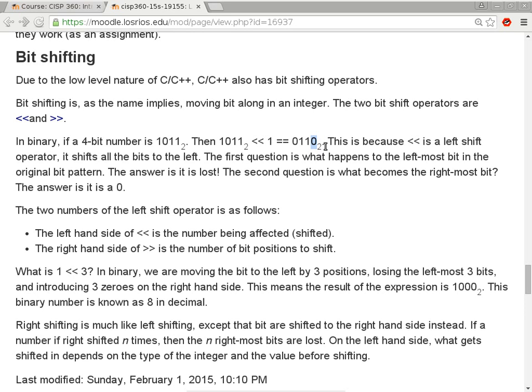Are we still doing okay so far with the concept of bit shifting? Any questions about this part? Yep. You said a 0, only a 0 comes in? Yes. When you're bit shifting, the new bits that are introduced into the number are all guaranteed to be zeros.